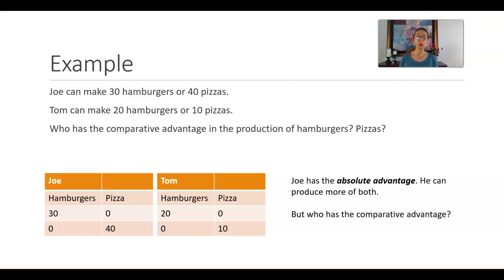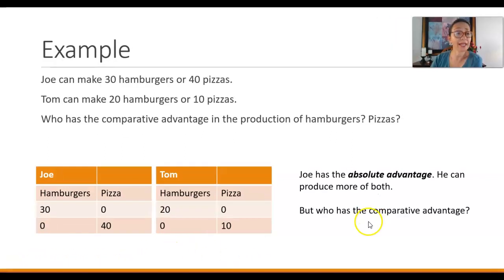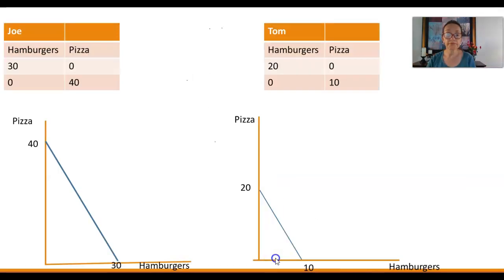But the question is, who has the comparative advantage? Who has the lowest opportunity cost, meaning who gives up the least amount in the production of hamburgers, and who gives up the least amount in the production of pizzas? Go ahead and graph out Joe's production possibilities and Tom's production possibilities.